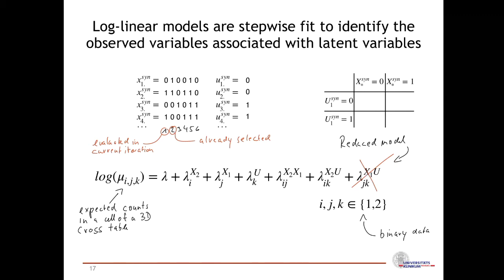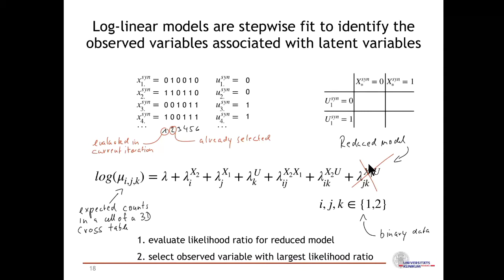And then we do this with a likelihood ratio test by just comparing the reduced model with the full model, and then do this for all other variables, and then we pick the variable with the highest likelihood ratio. And then we have a three-dimensional cross table and proceed adding another variable. And so this is the whole procedure.